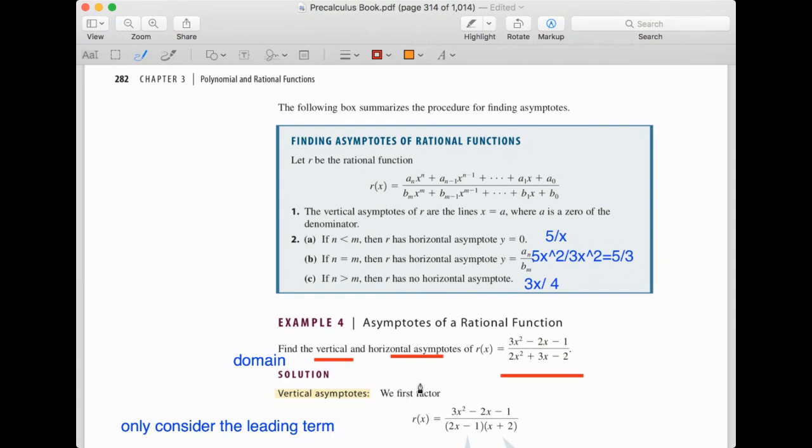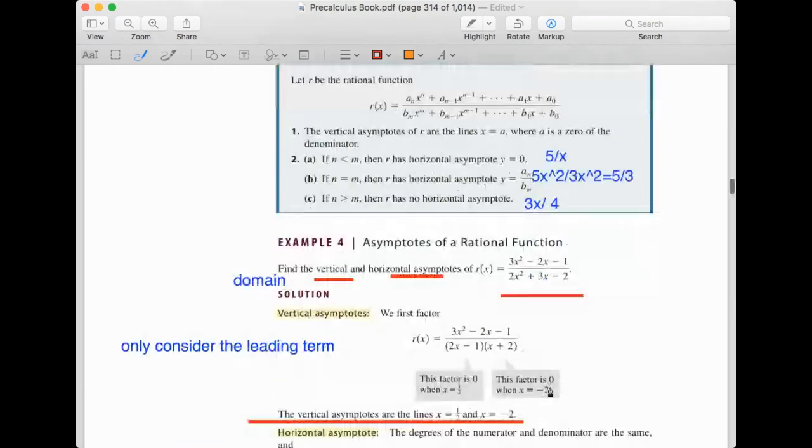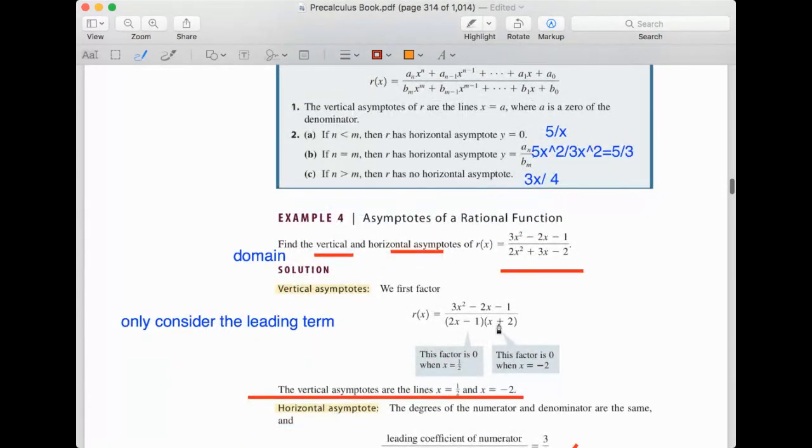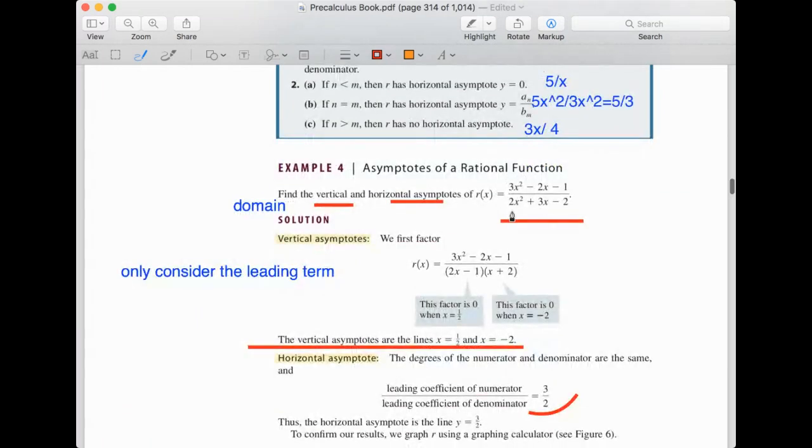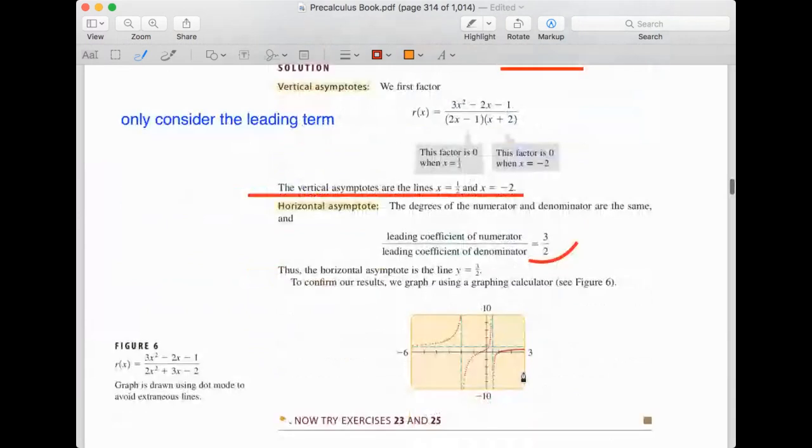So let's see this example again. Find the vertical and the horizontal asymptotes. We know how to do that. To find the vertical asymptotes, we take the denominator and set it to 0. We factor it and solve the quadratic by the zero product property. So we get x equals a half, x equals negative 1. For the horizontal asymptote, we take the leading term, 3x squared divided by 2x squared. That's 3 over 2. Simple and easy.